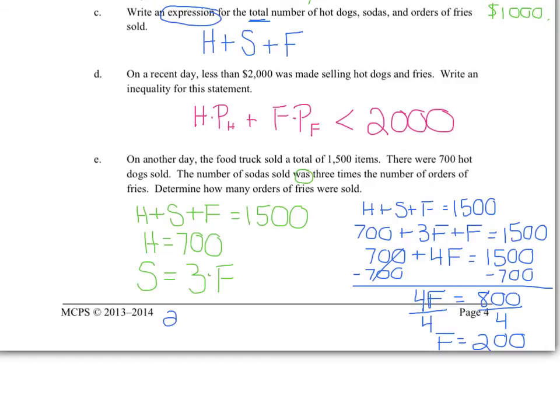Therefore, 200 orders of fries were sold. And yes, it's very important to write therefore statements when you have any type of word problem. So I would get into the habit of that now. That and units are two really important things to remember.